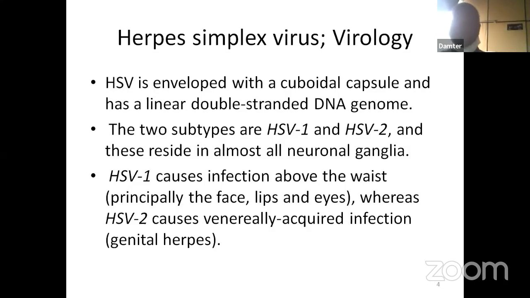The simple virology of the herpes simplex virus is that it is an enveloped virus with a cuboidal capsule, and it has a linear double-stranded DNA genome. There are two subtypes, herpes simplex virus 1 and herpes simplex virus 2, and they reside in almost all neuronal ganglia. Herpes simplex virus 1 causes infection above the waist, principally in the face, in the lips, as in herpes labialis, and also in the eye, whereas herpes simplex 2 causes generally acquired infection, most times genital herpes.